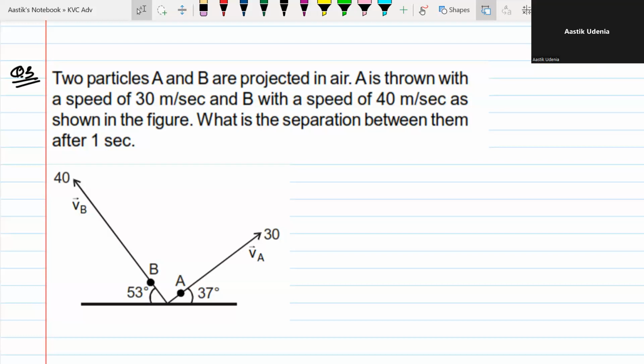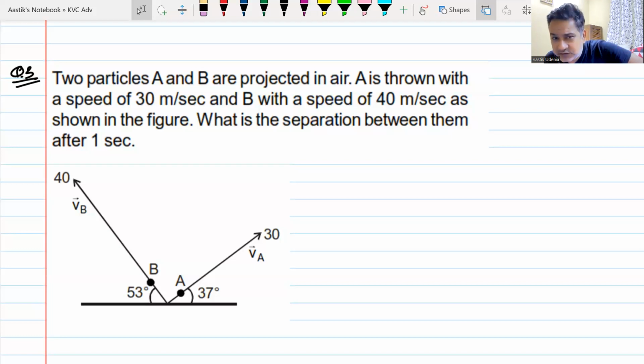50 meters, sir. Well done. How did you get it? Sir, the angle between A and B is 90 degrees. So after 1 second, A travels 30 meters and B travels 40 meters. It will become a right angle triangle, and the hypotenuse is the magnitude of the distance between them.